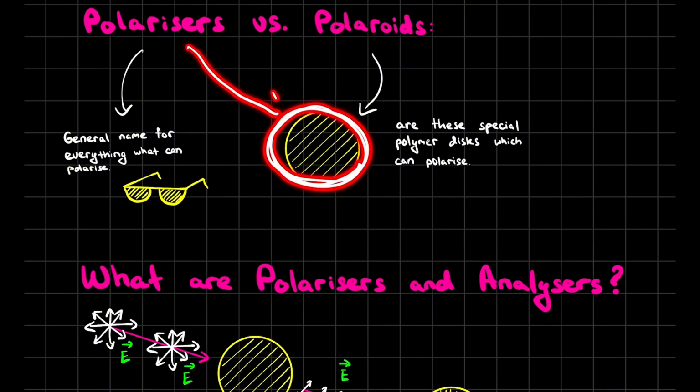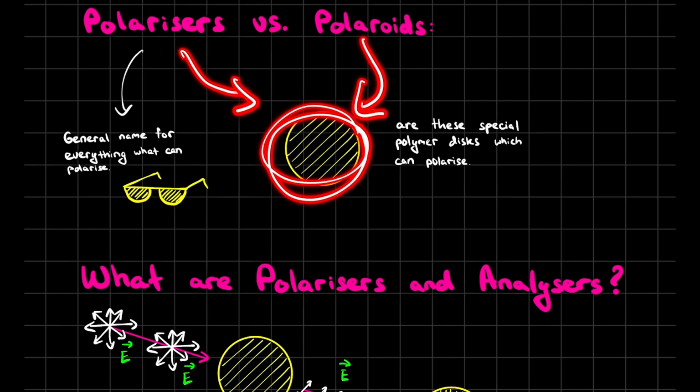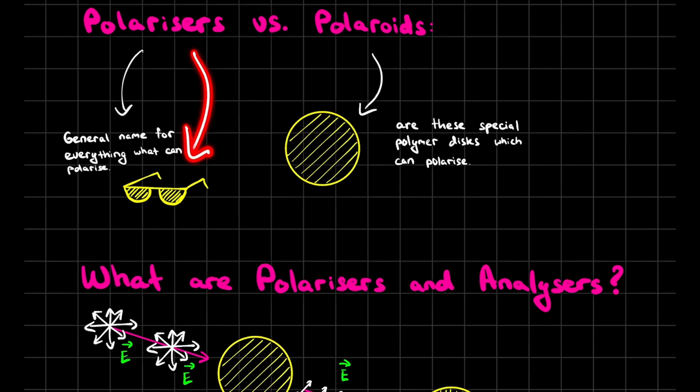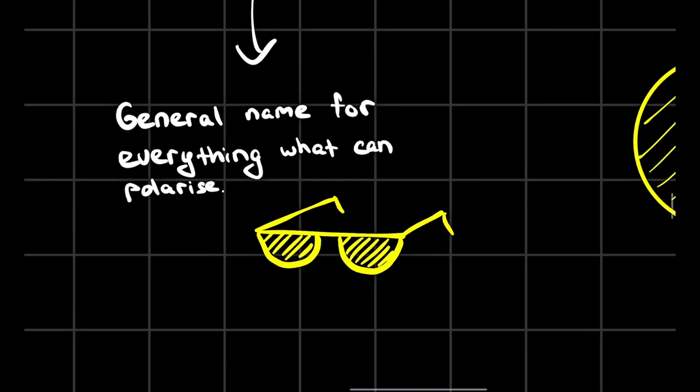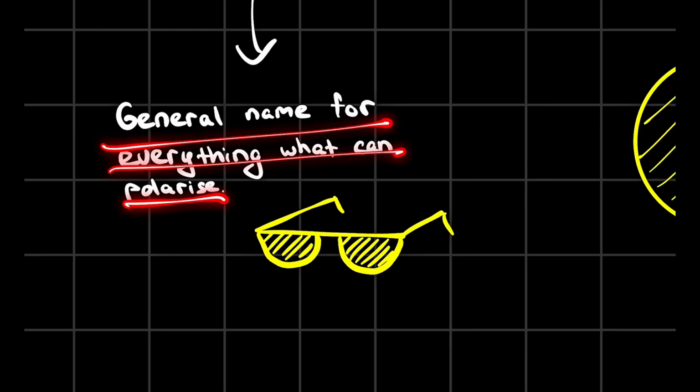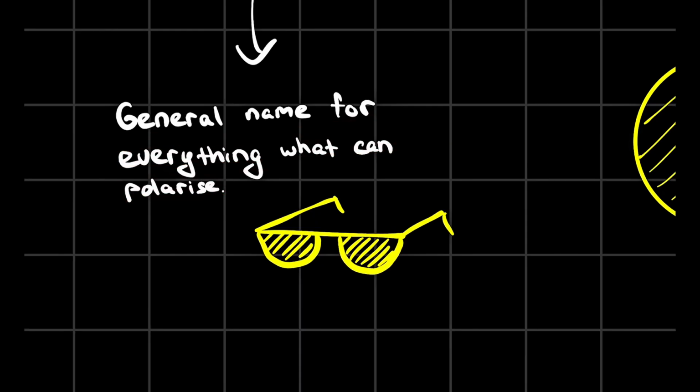But this thing is also called a polarizer, in fact. Let's understand their distinction. Why is this thing also called Polaroid and polarizer? This thing, for example, these glasses can be considered as polarizers, but not Polaroids. Polarizer is the general name for everything that can polarize. It might be, for example, the screen of our smartphone, polarizing glasses, anything that can polarize can be considered a polarizer, okay?